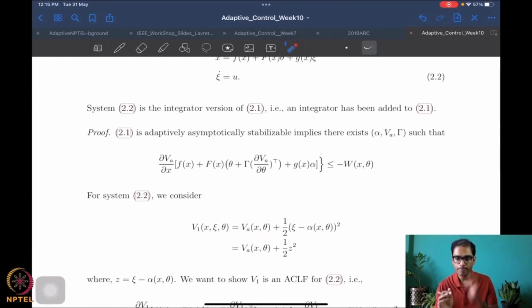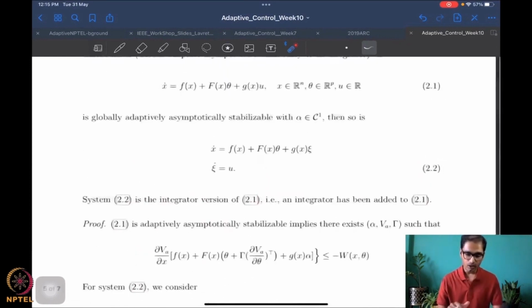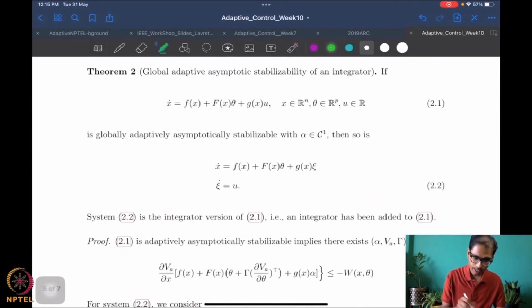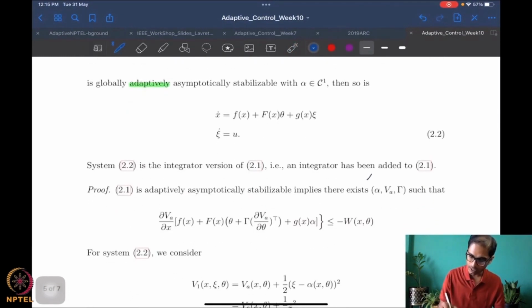Notice again that although I talked about adaptive, I am not really putting theta hat anywhere. I did not really put theta hat anywhere. This alpha, though I have not specified it, alpha is just x theta.